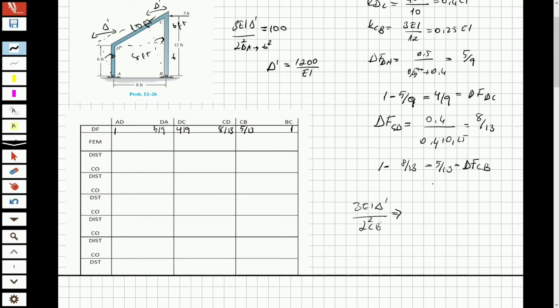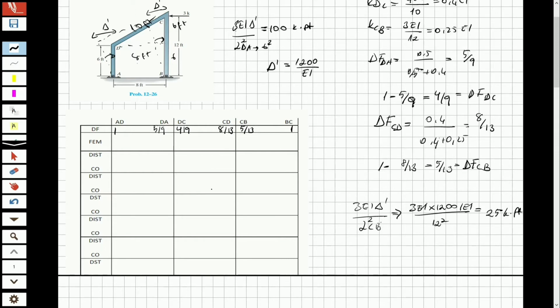From this formula, 3EI multiplied with 1200 over EI. This EI will cancel each other. And I'm going to divide with 12 square. This 12 comes from this length. And this will be equal to 25. And this is also 100.